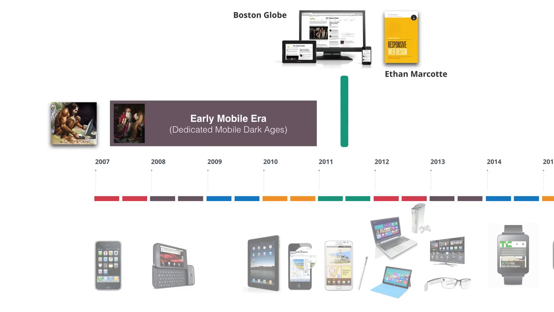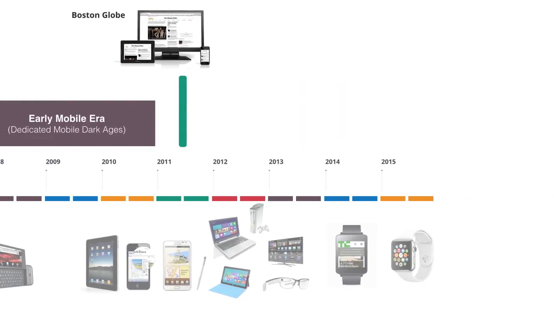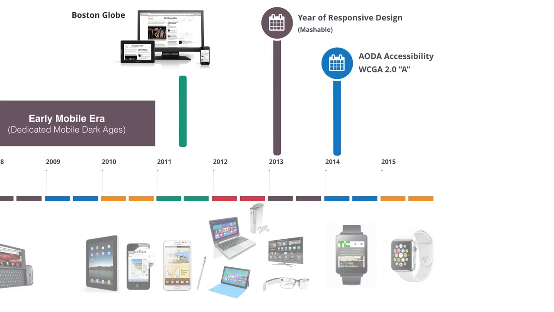So this is really the beginning of a new change in how we approach front-end development. And it really ushers in what I'm calling, I guess, the responsive mobile era. So following up on that, the year 2013 was declared the year of responsive design by Mashable. In 2014, it's an interesting development.